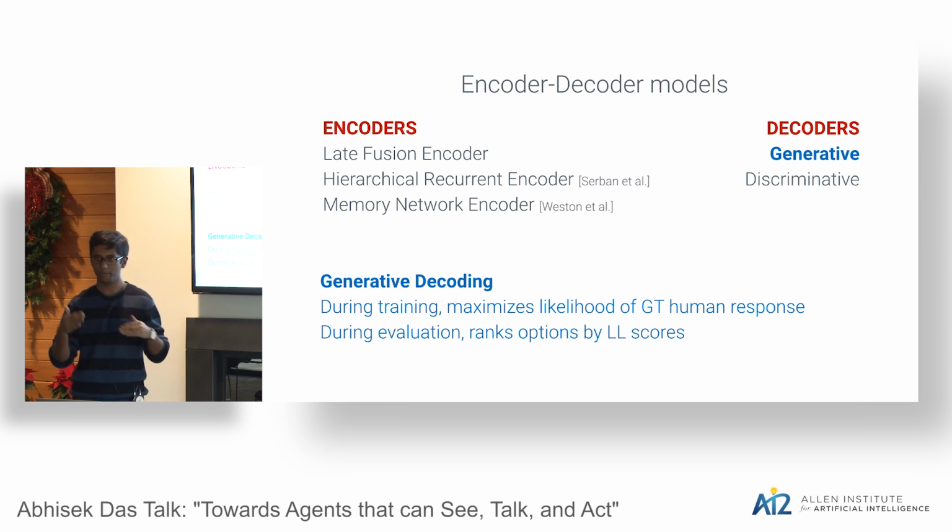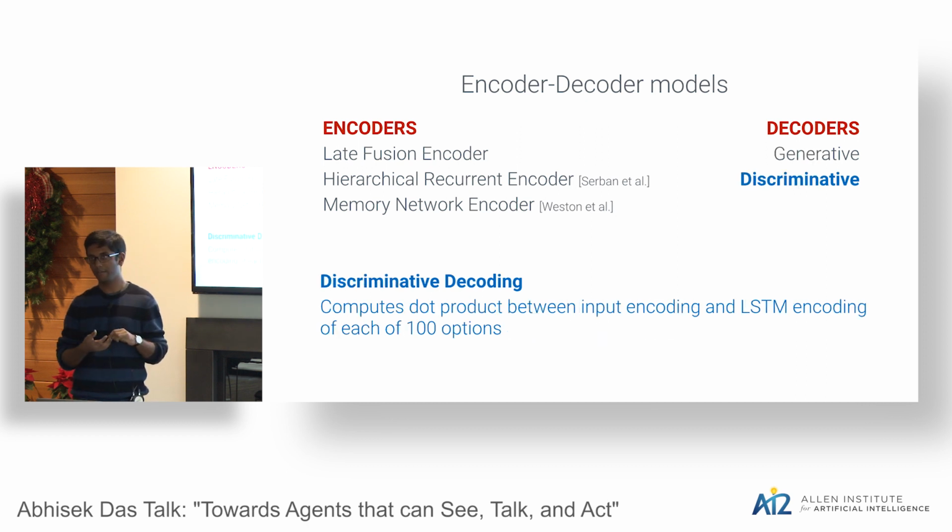For evaluation, because we want the model to return a ranked list, we rank those options by the log likelihood scores that the model assigns to each of those options. The discriminative decoder, even during training, gets access to all of these options. So it can pick up on biases to tease apart the ranking between those options.